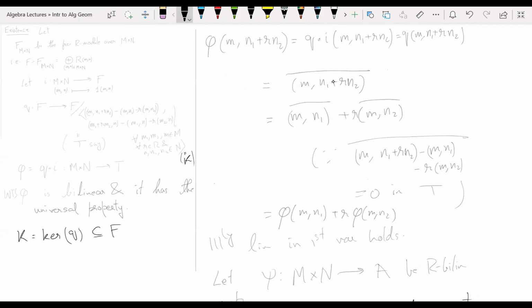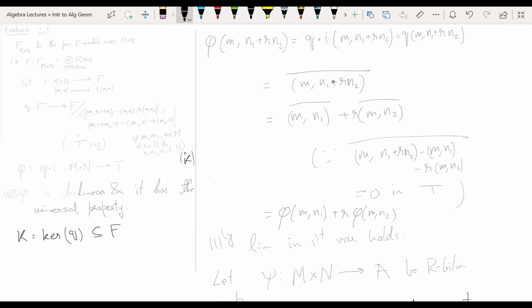In the free module, Q of (m, n1 + r n2) is basically the image of this. So it's the quotient map, so it's the same coset. By coset representation, (m, n1 + r n2) is the same as (m, n1) + r times (m, n2), because the difference lies in the kernel K. This difference, we have forced it into the kernel. These are precisely the generators of K. Which is the same as phi of (m, n1) + r times phi of (m, n2).